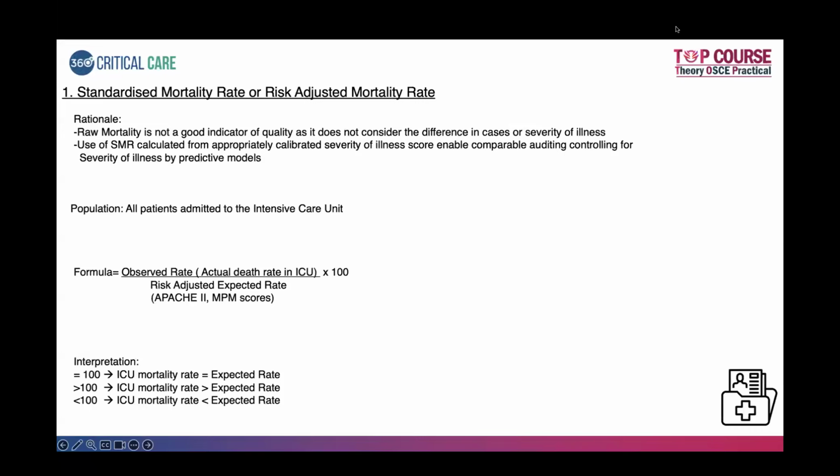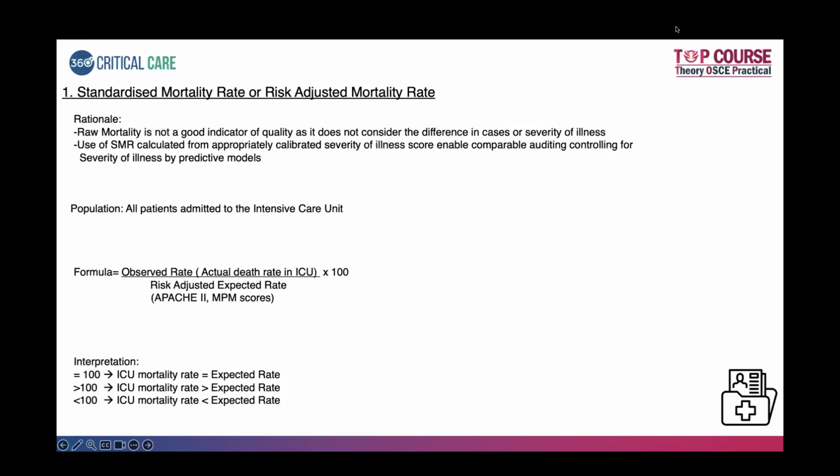Sorry. Just going through standardized mortality rate again, to emphasize, raw mortality is not a good indicator because there is no uniformity. That is the best way to say it. So when you use an SMR, it is more validated, it is more uniform, and you can use it for auditing various ICUs. The population is all patients admitted to the ICU.